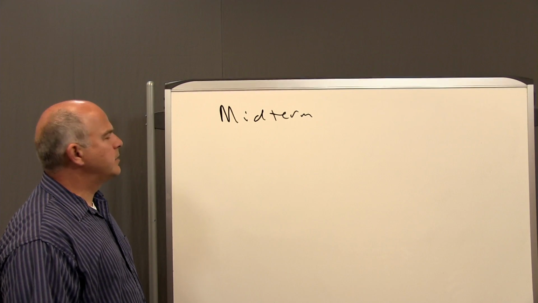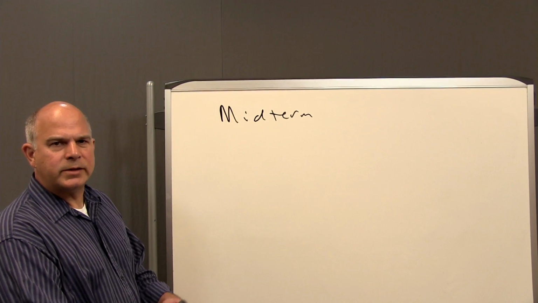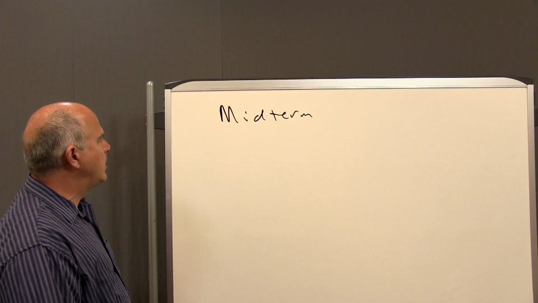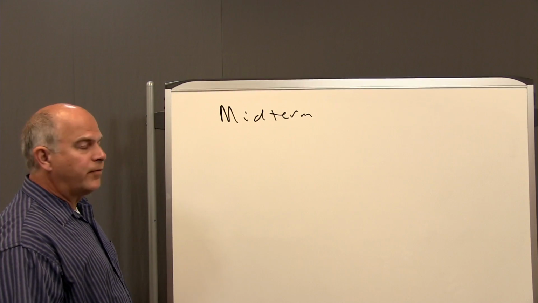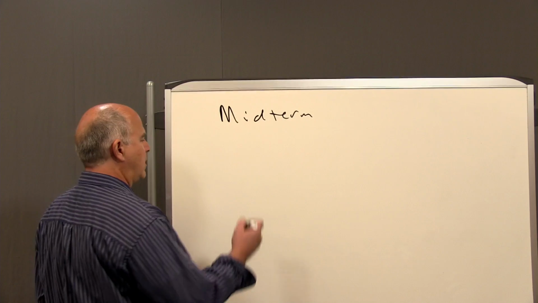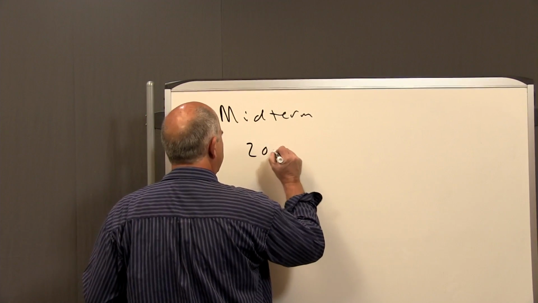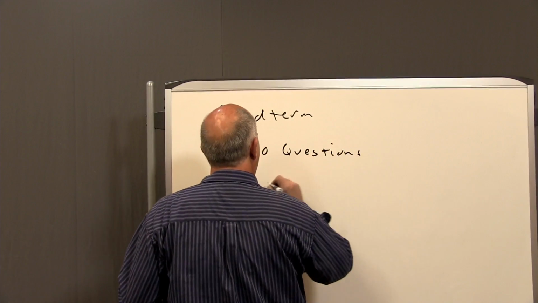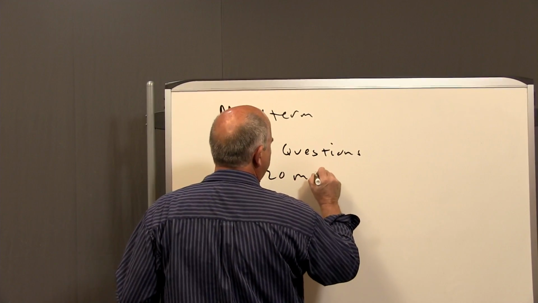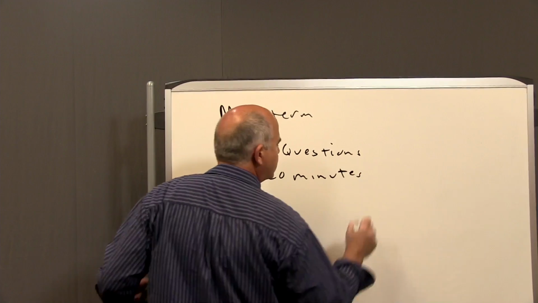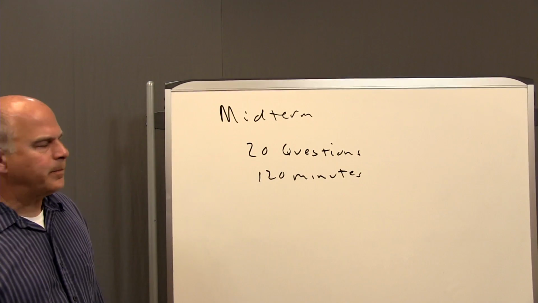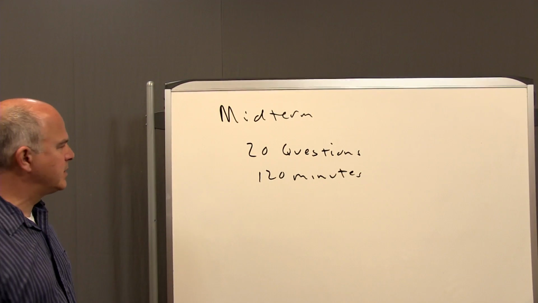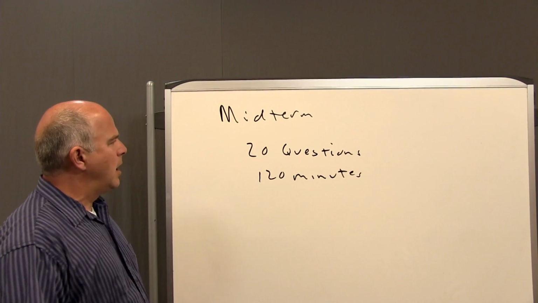So today we're going to talk a little bit about the midterm. I just want to give you a few clues to what's going to be on it. It's a 20-question midterm, and you have 120 minutes to finish it. That's 2 hours. It covers all of lessons 1 through 6.